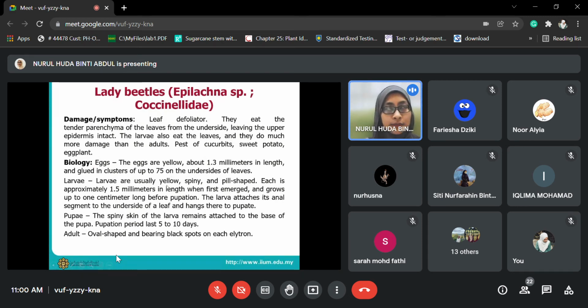And larvae are usually yellow, pill shaped. Since the mother is round, right? You can imagine lady beetles, round like that. So the larvae are also almost stout, round like that too, or we can say pill shaped. And then usually spiny. So the body is covered as if with spines, around 1.5 millimeter in length when first emerged, and grows up to 1 centimeter long before pupation. The larva attaches its anal segment to the underside of the leaf and hangs there to pupate.